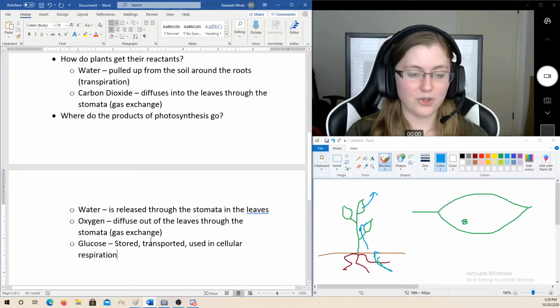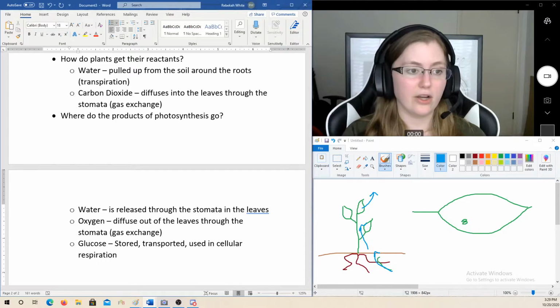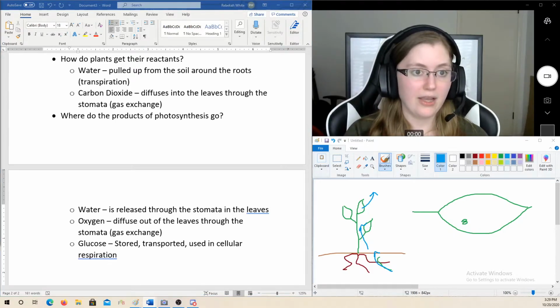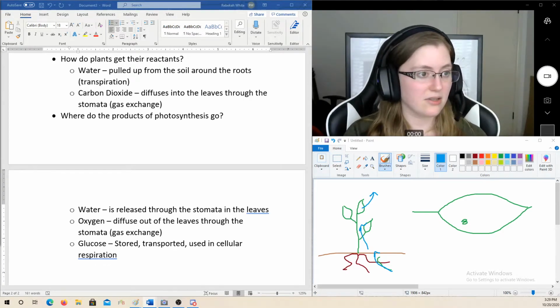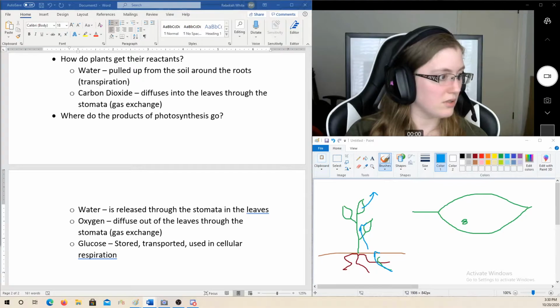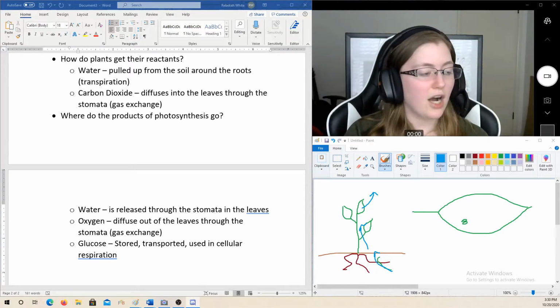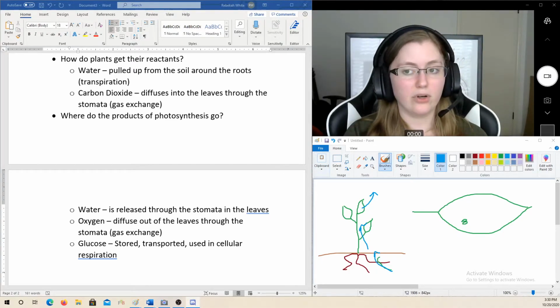Okay, so now we know where each of these things comes from and where they go once the reaction is over. Any questions about how this relates to the equation or how the plant gets each of these things? Any questions? We are currently talking about C3 plants, and I will get into C4 and CAM at the very end.